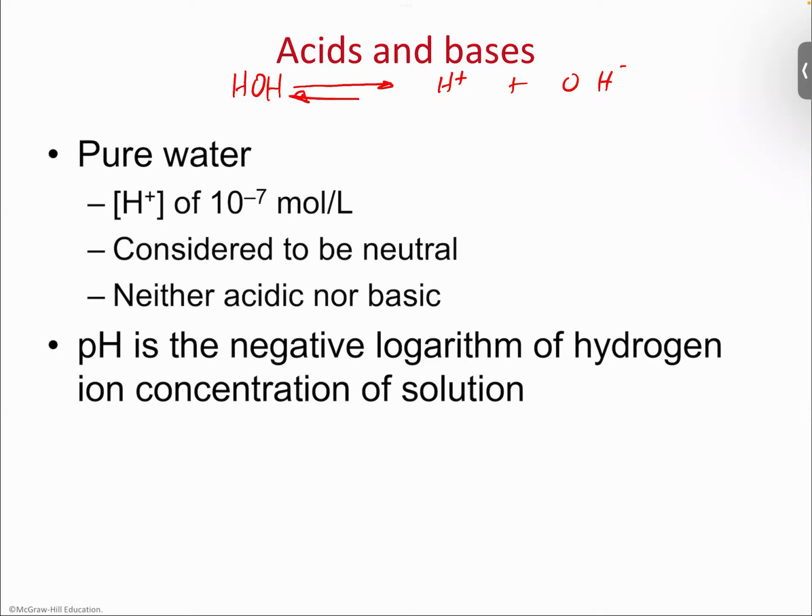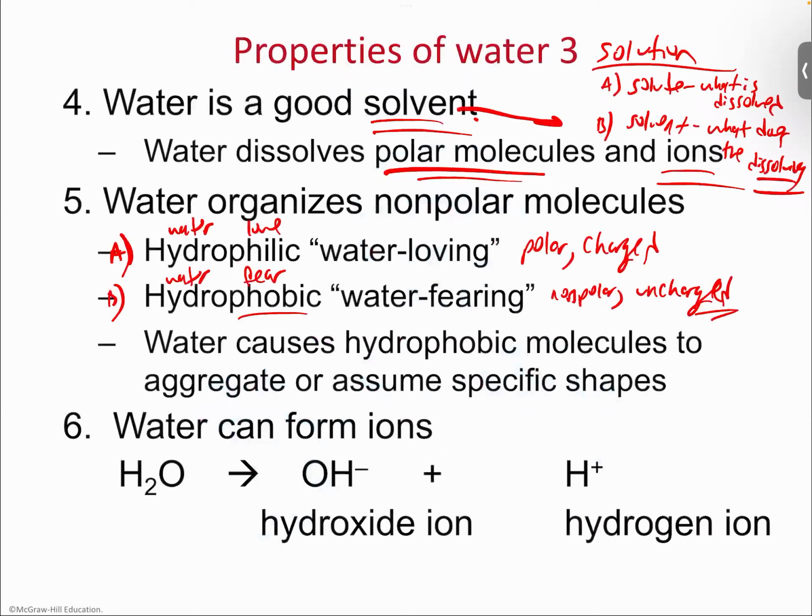Now, what does this do for us? Well, it basically forms the backbone of how we define acids and bases. So for instance, when water falls apart, it forms the hydrogen ion. Putting brackets around the hydrogen ion means the concentration of the hydrogen. So there's a certain concentration of hydrogen ion, and it also forms a certain concentration of hydroxide ion. Notice one is positive, one is negative. And it falls apart at a certain rate.